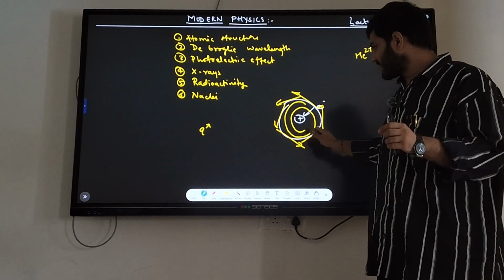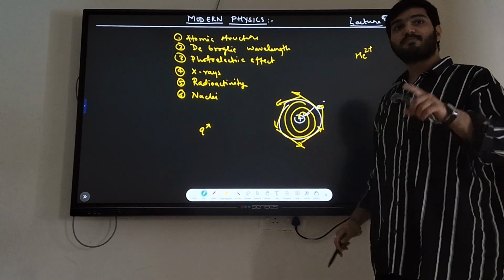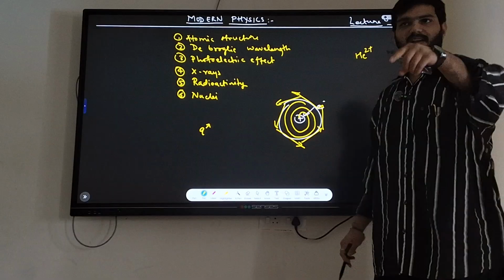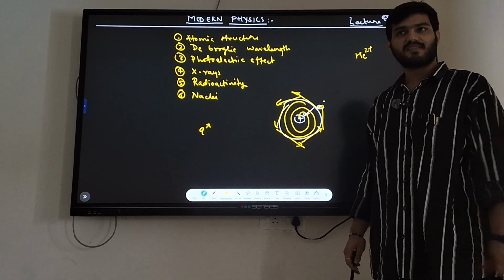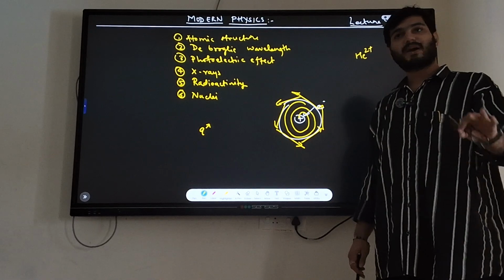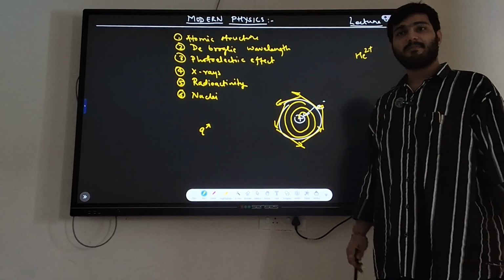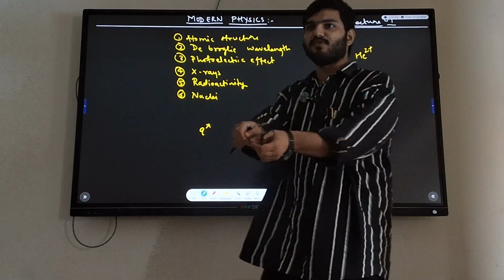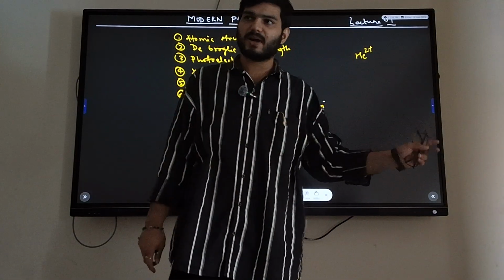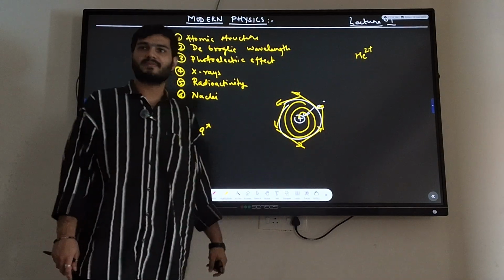And eventually what will happen? It will fall in. You will spiral and then fall towards the nucleus. And do you know how fast this can happen? 10 power minus 8 seconds. Not even 1 second or anything. As soon as you set this up, in 10 power minus 8 seconds, this thing falls away.